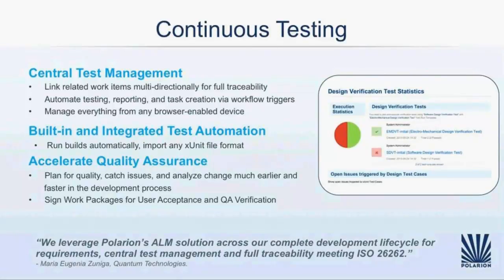In addition to that, the process of work packages or user stories or any other work item types can be set so the product owner or QA members have to sign the items for user acceptance or QA verification before they can move forward in the workflow.